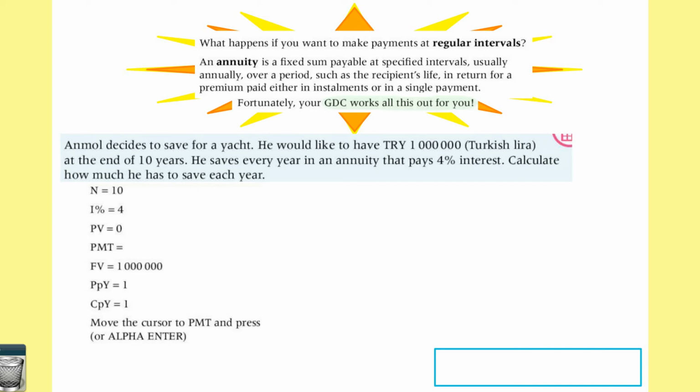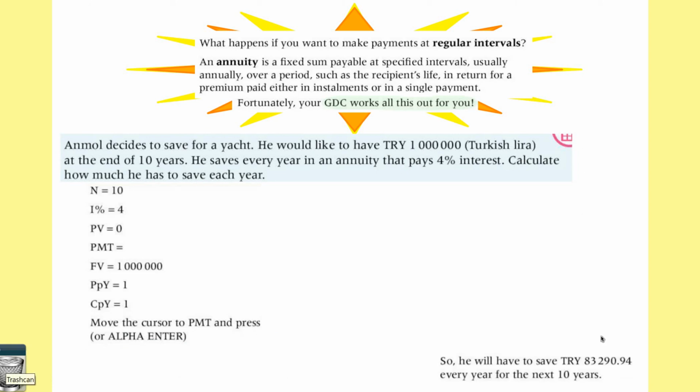Okay, so again, let me rephrase that. He's going to put money into an account every month, and it's going to have a 4% interest rate. How much does he have to put in every month? So at the end of the 10 years, he gets 1,000,000 Turkish lira. That's what we're trying to find. So we put that into our calculator, and we solve for the PMT, the payment. When we do that, we should get 83,290.94 Turkish lira. So he's got to try and save that every year for the next 10 years.